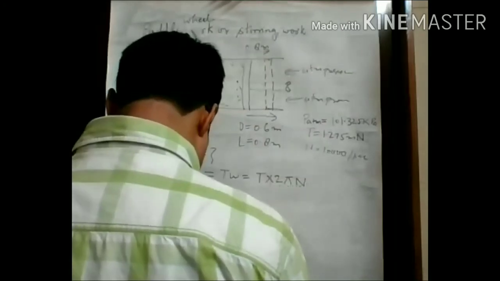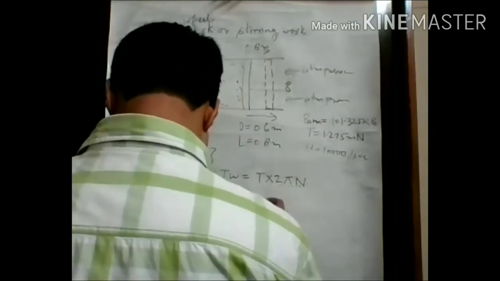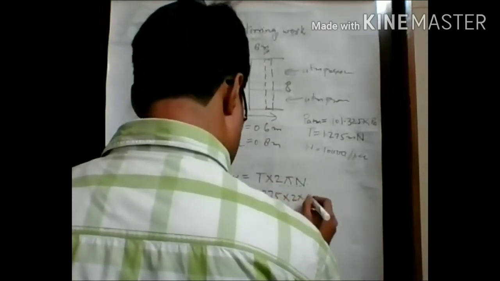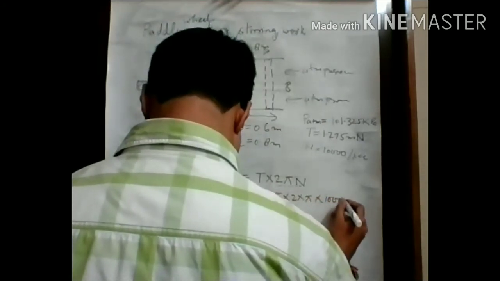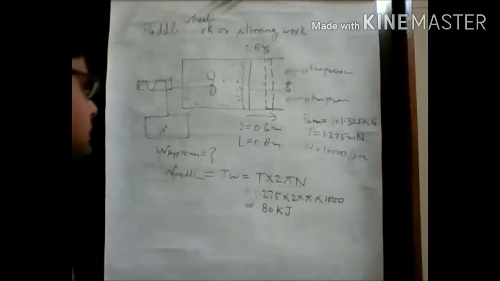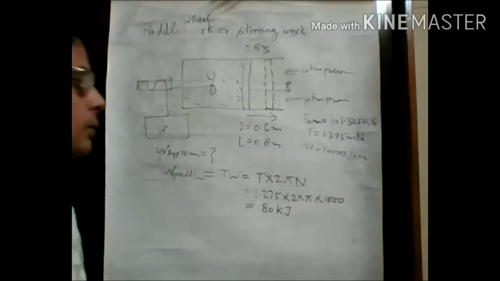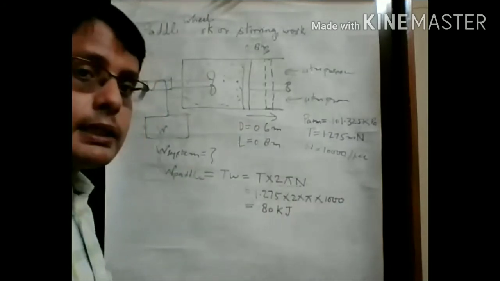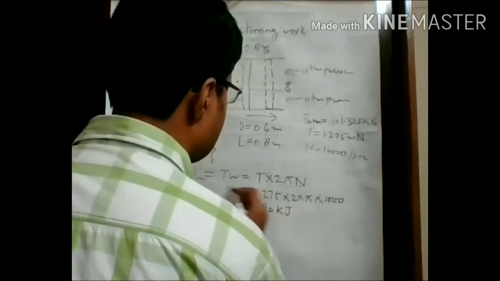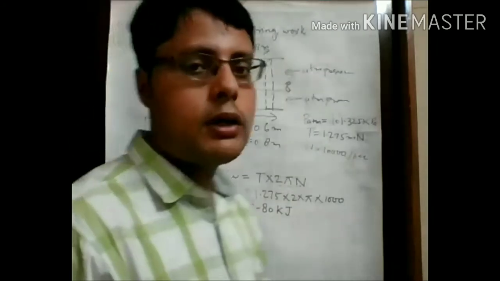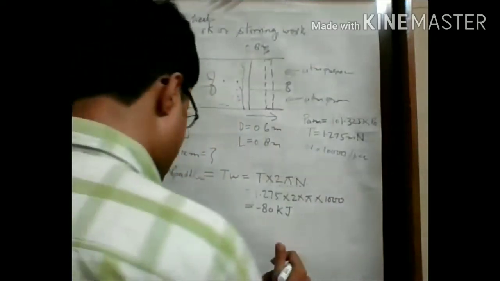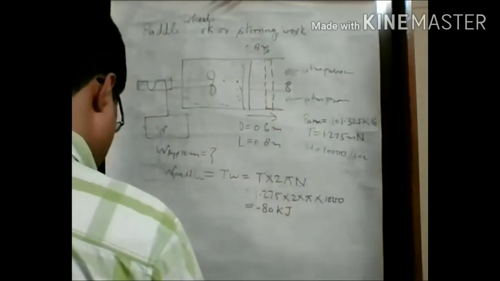So if we calculate this value, the torque value is 1.275 multiplied by 2 multiplied by pi multiplied by 10,000. So we get this value, 80 kilojoule. This is the paddle work. But since this work is done on the system, that's why it has a negative value. Because we know that work done on the system is negative and work done by the system is positive.